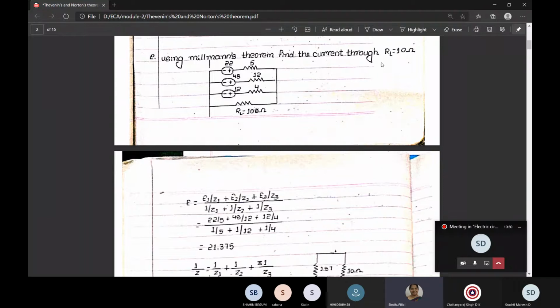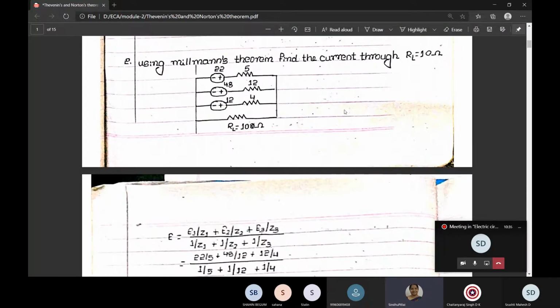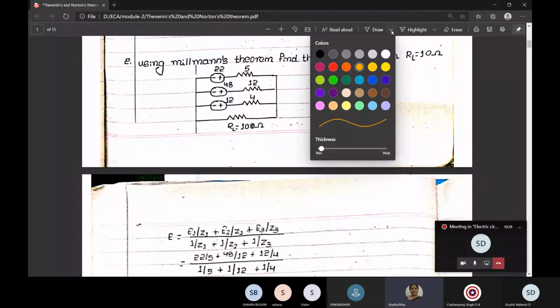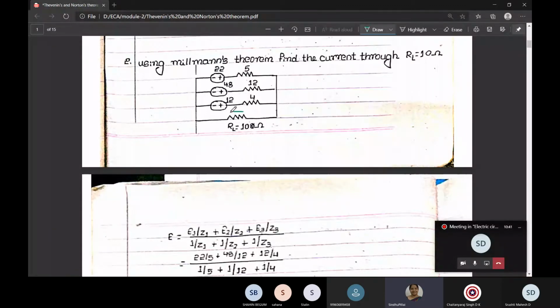Using Millman's theorem, find the current through RL. We have to find the current through RL, which is equal to 10 ohm. So this is the resistor, and you have to find the current through this RL. How many sources do we have here? We have three voltage sources, all of the same polarity, minus plus, minus plus, minus plus.